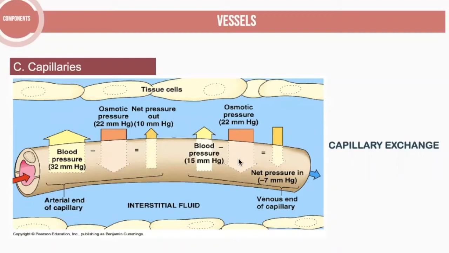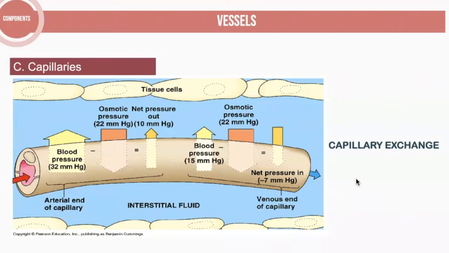On the contrary, in the venous end, the opposite trend occurs. In the venous end, blood pressure is relatively lower compared to the osmotic pressure. And because of that, the net movement would be towards the blood vessel. So in the venous end, what happens here is reabsorption of water. So to summarize, arterial end, ultrafiltration; venous end, water reabsorption.